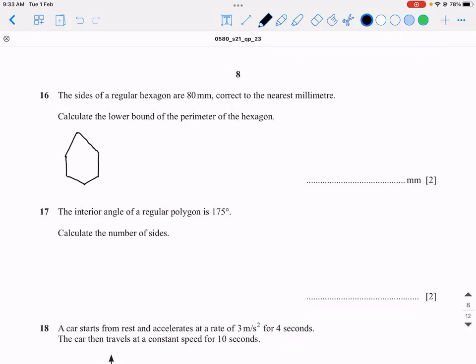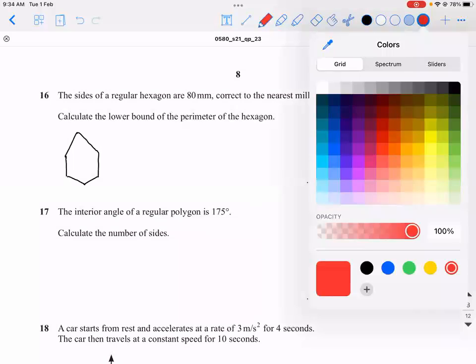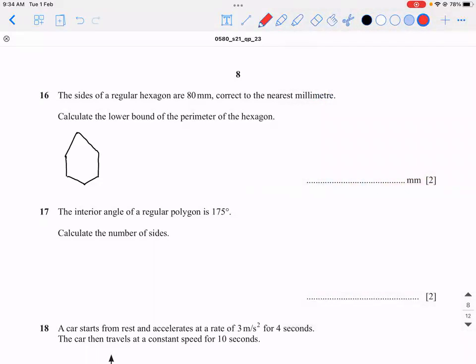So they are asking for the lower bound of the perimeter of the hexagon. Some students will calculate the perimeter of the hexagon first, then they will apply the lower bound to the answer. But unfortunately, that strategy is wrong. So what is the correct strategy to find the answer? First, you find the individual lower bound. Individual in the sense that you find the lower bound of each side.